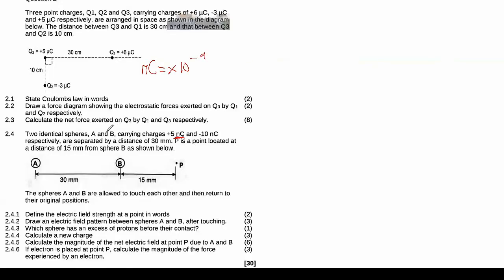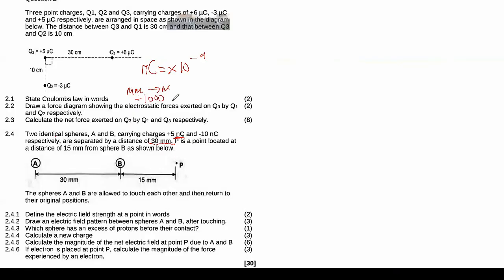Then two identical spheres, A and B, carrying charges 5 nanocoulomb and -10 nanocoulombs. So note that they are just identical spheres, but then they do not carry the same amount of charge, right? Are separated by a distance of 30 millimeter. Now again, the distance is given in millimeters, so we know that we have to divide from millimeters to meters. We have to divide by 1000.